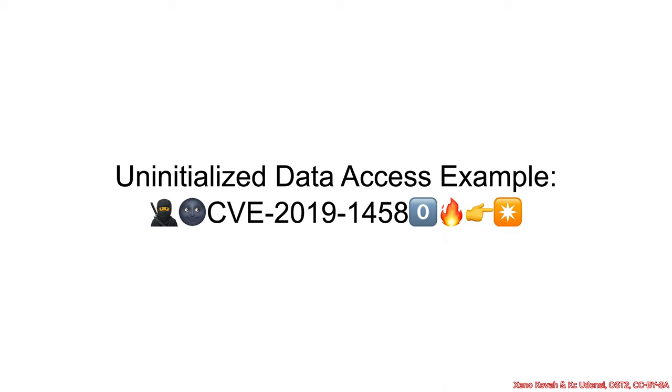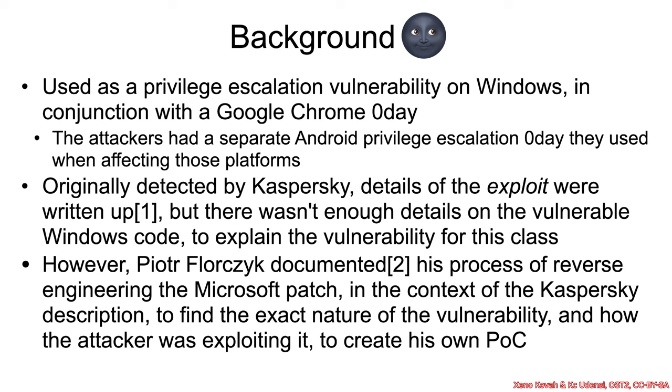All right, let's start it off right with an exploit explanation of a zero-day vulnerability. So the background on this zero-day is that when an attacker would successfully break into Google Chrome using a different zero-day, if they found that they had landed on Windows, then they would use this vulnerability to privilege escalate. They had a separate privilege escalation zero-day if they happened to land in Google Chrome on an Android system.